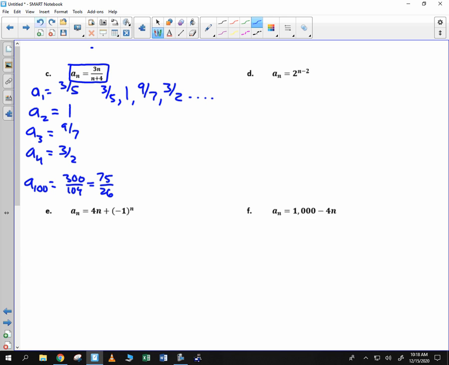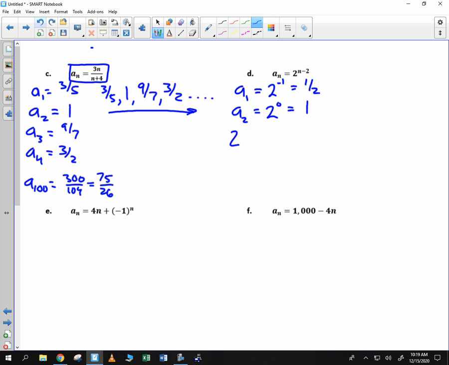Tough to see the pattern with the numbers, but there is something existing there. The next one I'd like to show you: a sub 1, you would have 2 to the negative 1 power, which is a half. And then a sub 2, you'd have 2 to the 0 power, which is 1.